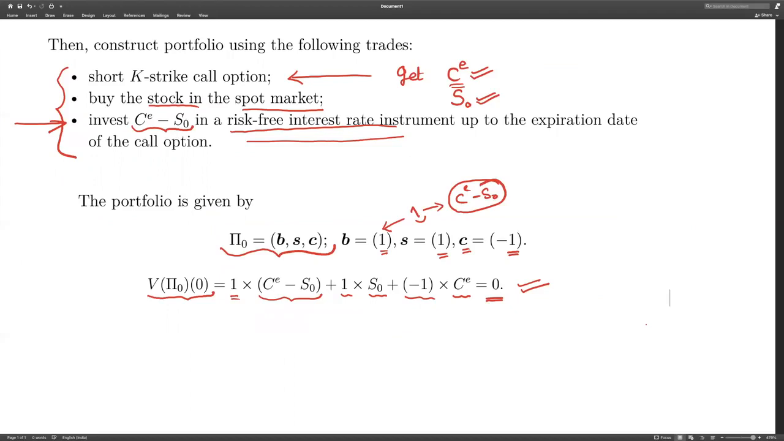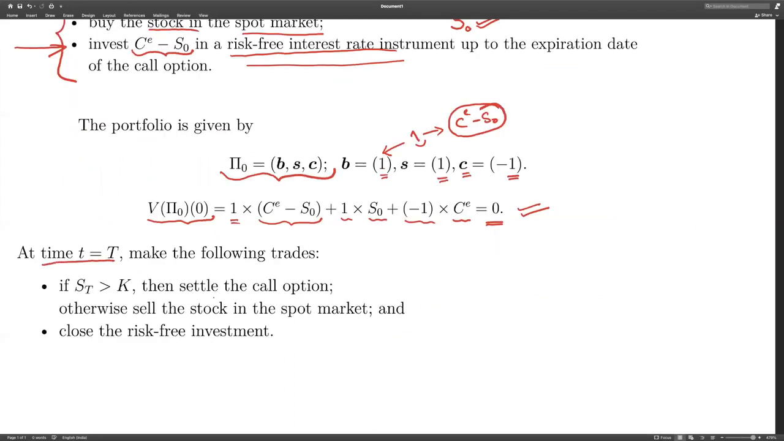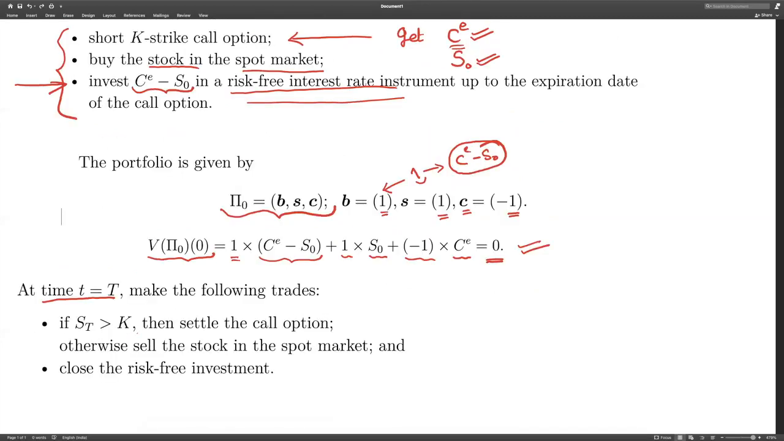Now let us see what will happen at the expiration time, that is t equal to capital T. At t equal to capital T, we will have to make the following trades. What you do is you first settle the call option. Remember, you are a writer of the call option. Therefore, you have the obligation to execute it if your counterpart, that is the buyer of this option, wants to exercise this call. You have to supply the stock to the counterpart.